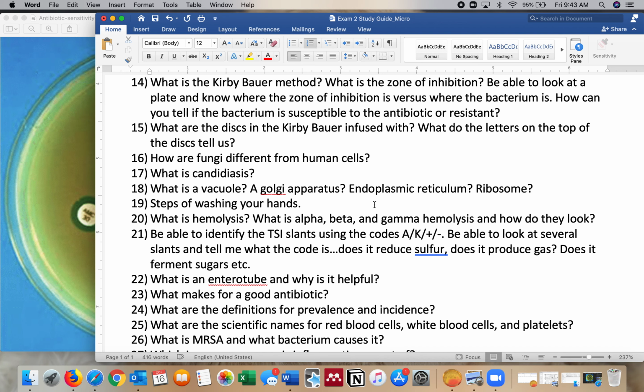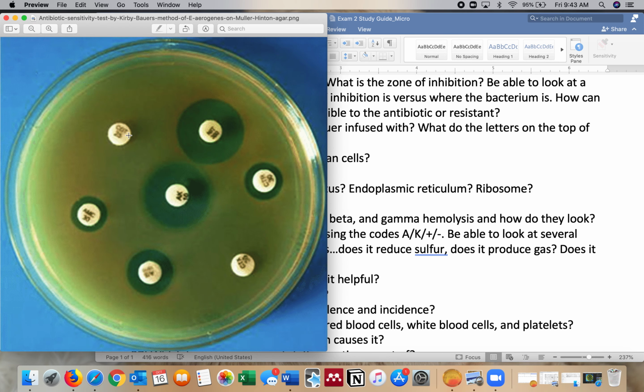So how can you tell if the bacteria is susceptible to the antibiotic or resistant? If the bacteria is growing all the way up to this disc, then it is resistant. The bacteria growing on this plate is resistant because it doesn't care that this disc is here. And then here, we know it's susceptible. The bacteria growing here is susceptible to this antibiotic because it stopped growing. It said, we're not going to get anywhere closer. We're not going to get near this thing at all, okay?